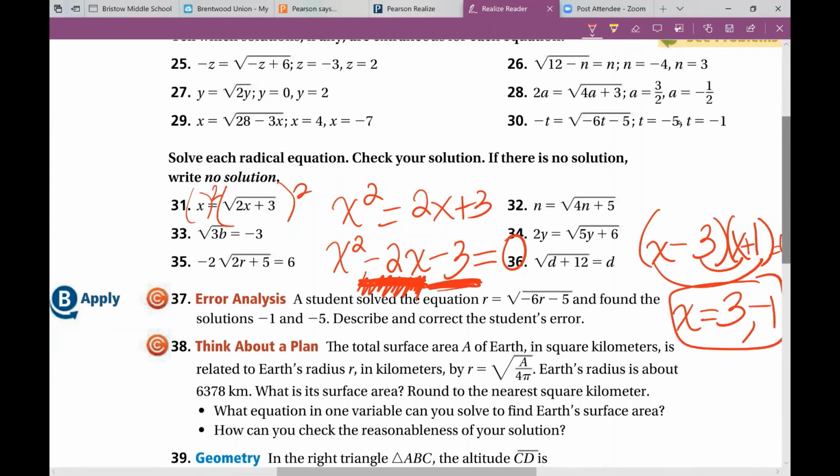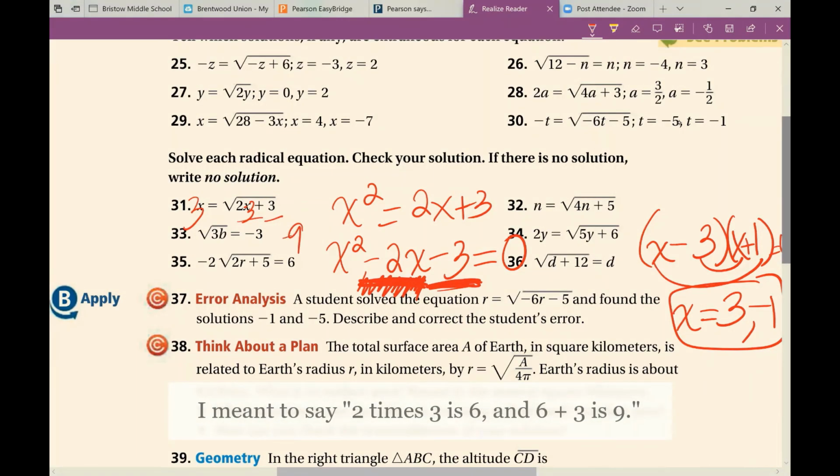So here are my two answers, but they may not both work. So I'm going to erase my scribbles over here, and I'm going to try them each. Well, if I plug in a 3, that would be 2 times 3 is 6, and 6 plus 3 is 9, and the square root of 9 is 3, so 3 does work.